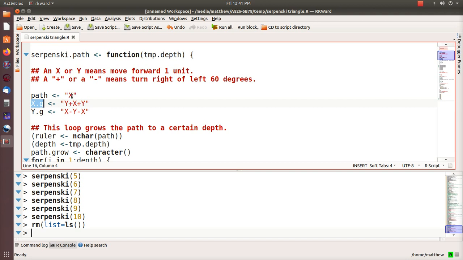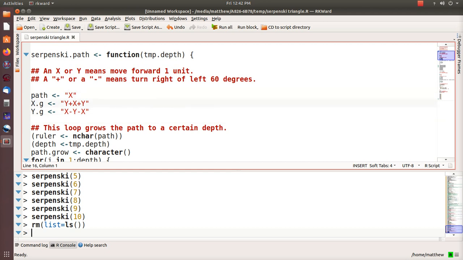Then that's the depth of 1. Depth of 2 is 2 iterations, and we're at this. But whenever we see a y, we're going to grow the y's with this sequence, and we're going to grow the x's with this sequence, and grow the y's again with this sequence. And then we just keep repeating that process until we want to stop.